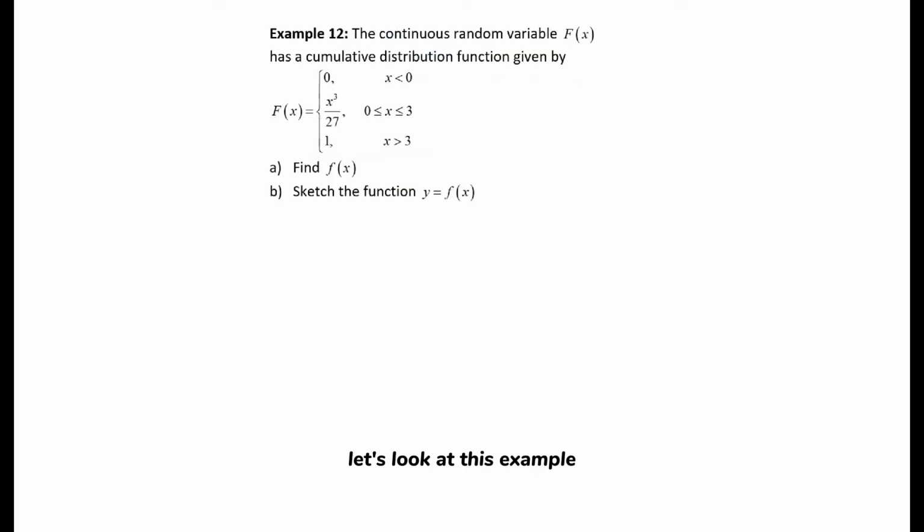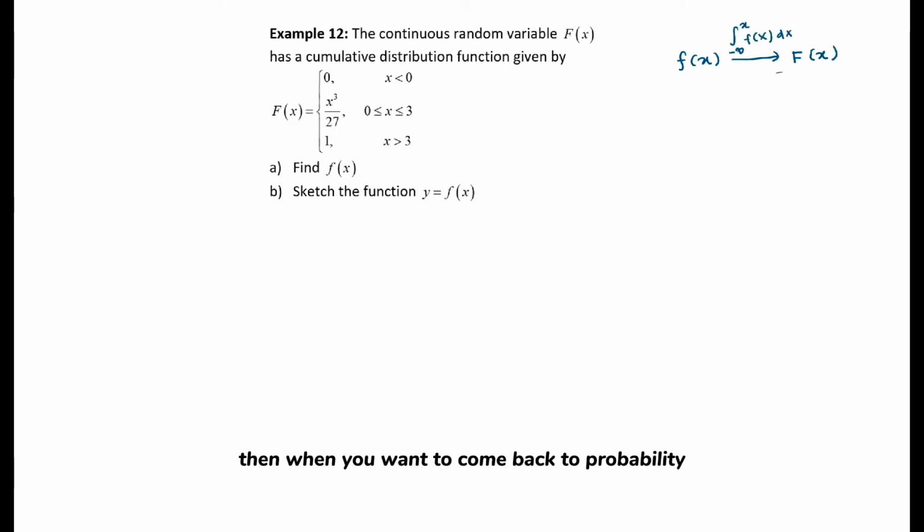Let's look at this example. The continuous random variable capital X has a cumulative distribution function as follows. Find small f of x and sketch the function y equals small f of x. From the previous video, we use integration if we want to find the cumulative function. Then, when you want to come back to the probability density function, you have to use differentiation.